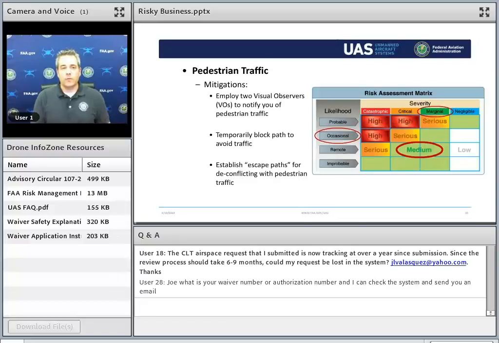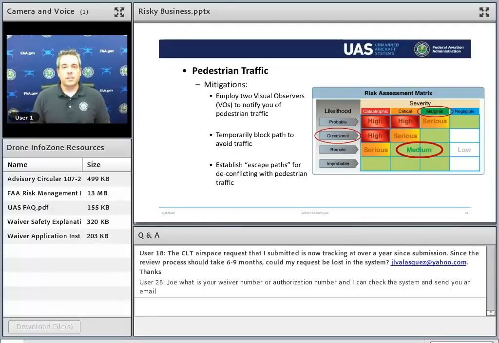And what do I mean by that? Well, here's some of the things that we can do. Maybe you want to employ 2 visual observers in this scenario. They can notify you of pedestrian traffic. They may be able to block off the path for you. Maybe you can say, hey, look, I'm going to be shooting in the next 10 minutes. Let's keep everybody stopped on this path just for 10 minutes. That could be a possibility to temporarily block the path.